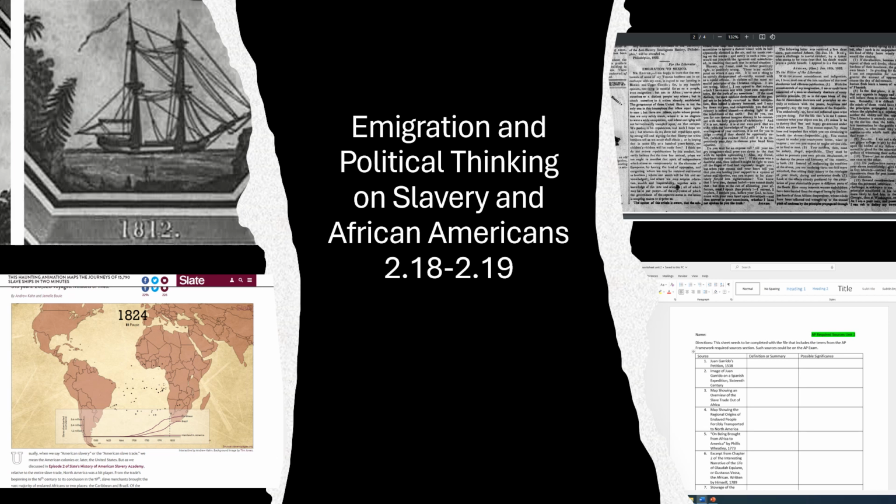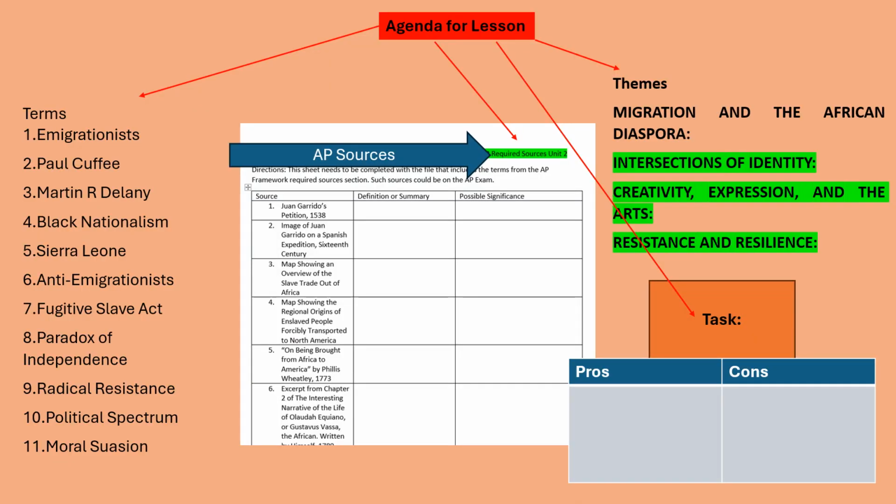The topic here is immigration and political thinking on slavery. We're going to first start out with the required terms. These are the terms and names of people you want to be familiar with at the end of this particular class. As you encounter documents for this class that are in the slideshow, you want to define or summarize the document and determine the possible significance.